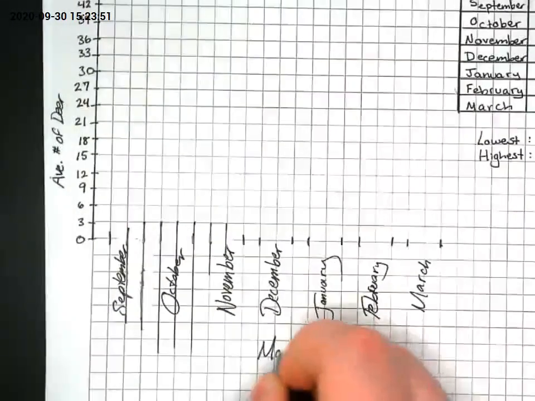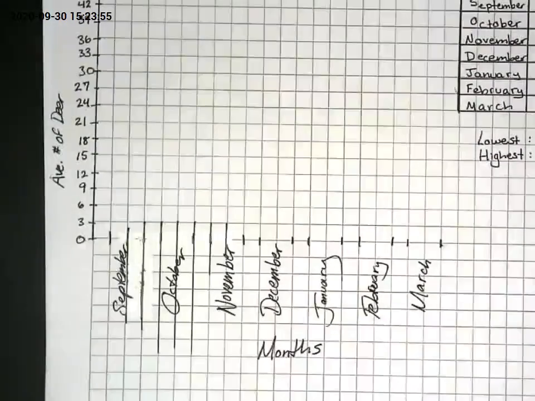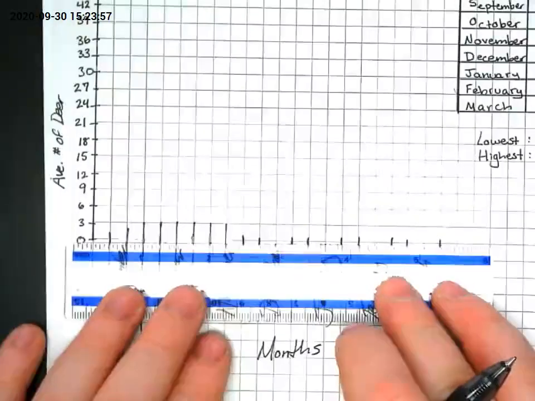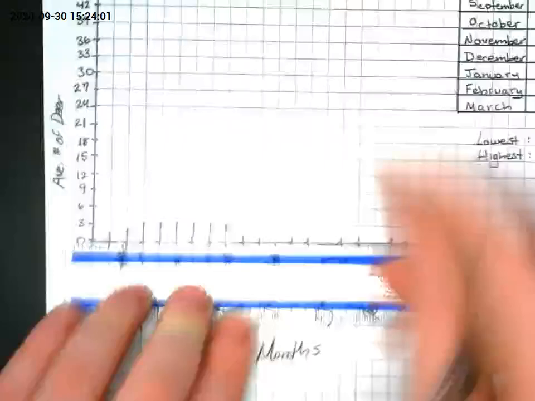Okay, all right. And then we've got to give a label here. We're going to give it the label of just months, because that's what we have up here in our data table. Okay, let's dress her up. Boom.